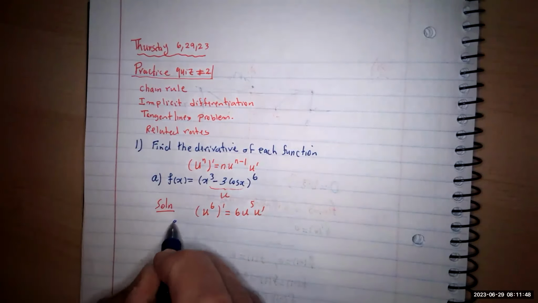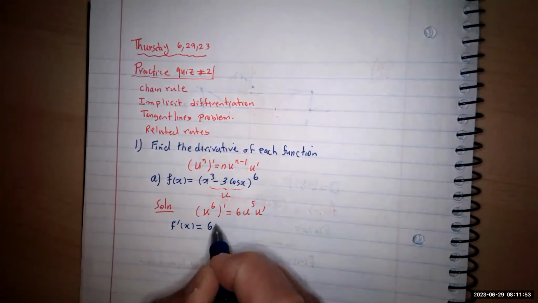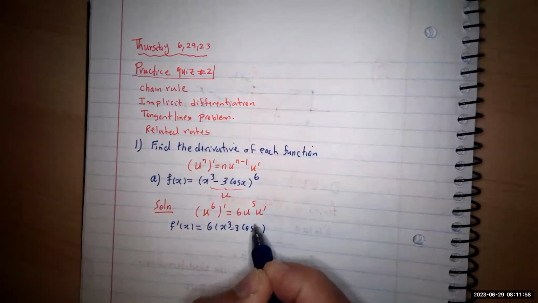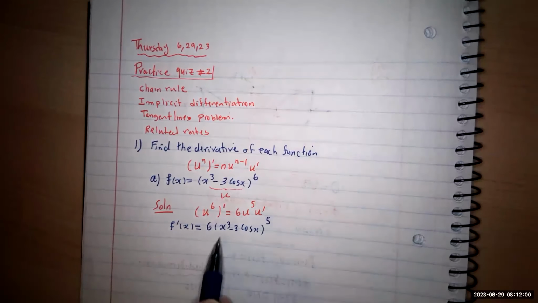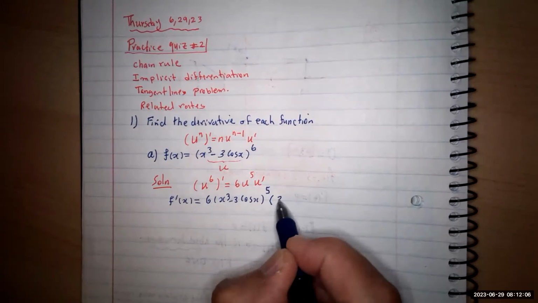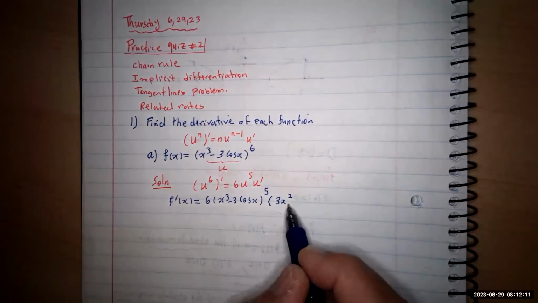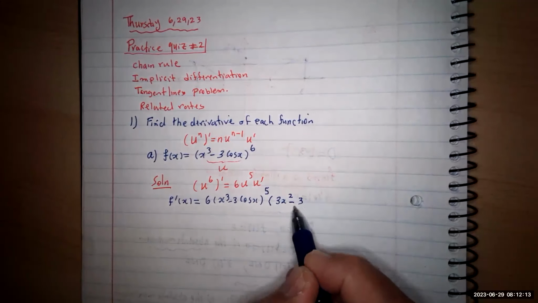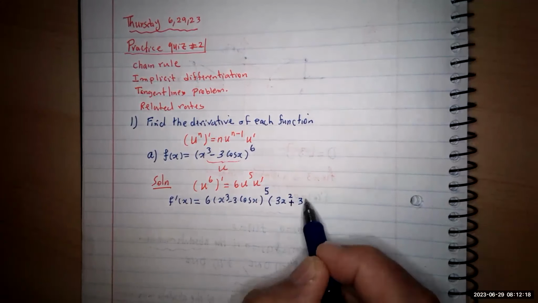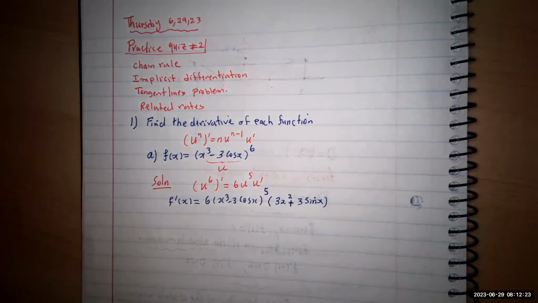So that's it. F prime of x equal to, bring the power down, 6 times x cubed minus 3 cosine of x to the 5, times u prime. U prime is the derivative of the inside: 3x squared minus 3 times the derivative of a cosine. But the derivative of a cosine has a negative sign, so that makes this one positive, and that gives you 3 sine of x. And that's it, you're done.